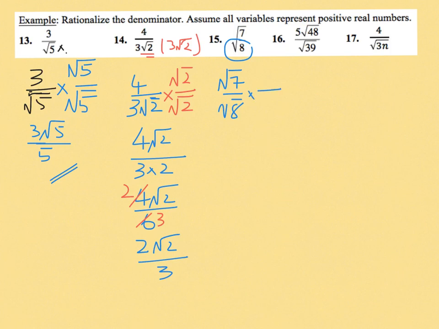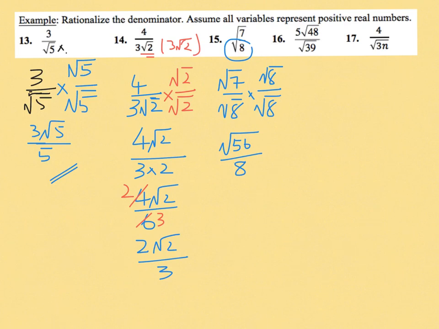So in this case, it has to be square root of 8 and then square root of 8. So I end up with square root of 56 over square root 8. And now think about whether you can simplify square root 56. Is it in the most simplified form?